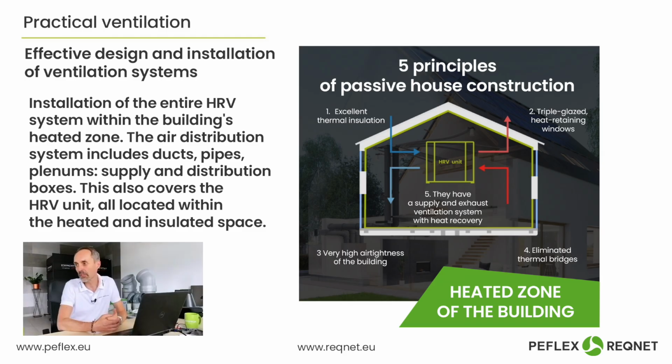So, with a temperature of plus 20 degrees inside the building and an efficiency of 90%, 85%, then the air entering the room might be 18.5 degrees, so the incoming air will be at a lower temperature than the air that's leaving, right? But to minimize this difference, to make the difference as small as possible between the exhaust air and the supply air, the installation needs to be properly designed and executed, meaning it should be within the warm, insulated, heated zone of the building.